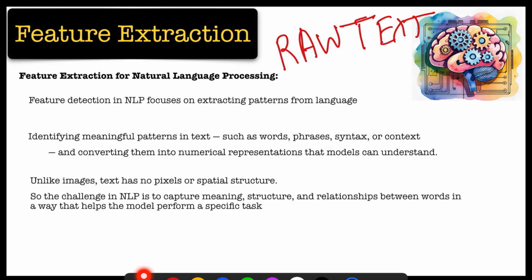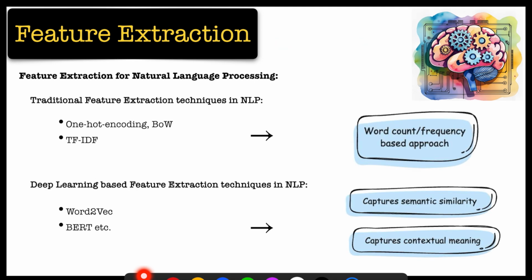Unlike images, text has no pixels or spatial structure. So the challenge in NLP is to capture meaning, structure and relationships between words in a way that helps the model perform a specific task. There are different feature extraction techniques for NLP. Traditional feature extraction techniques include one-hot encoding, bag of words, and TF-IDF. These are basically word count or frequency based approaches.